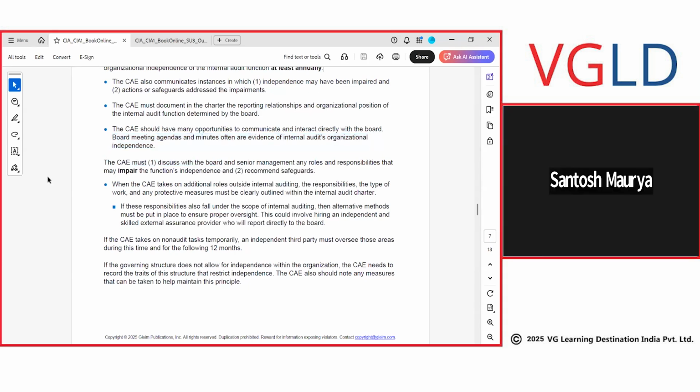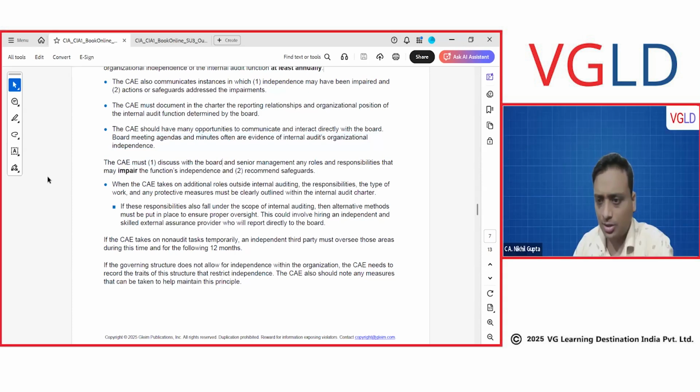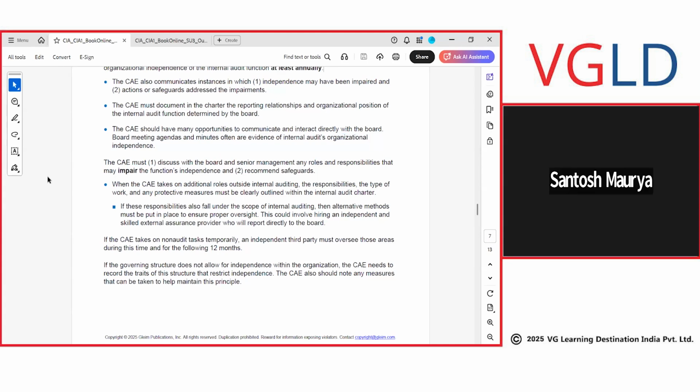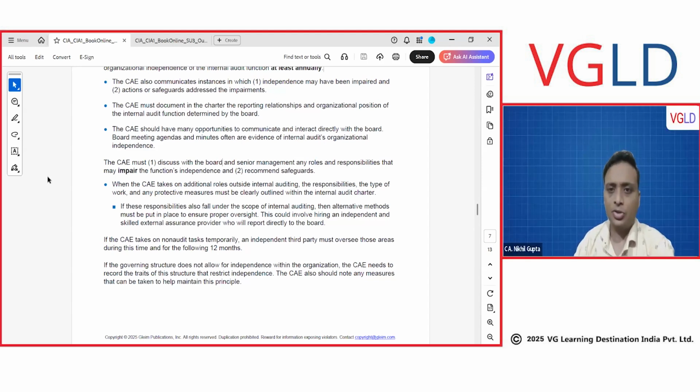But in every case, there must be a limitation of scope. In every organization, there are some people who create hurdles in providing documentation or access. Sometimes they deny entry into specific premises, for example, because of sensitivity issues. If at any point you think you are not able to work as you are expected to, what will you do?